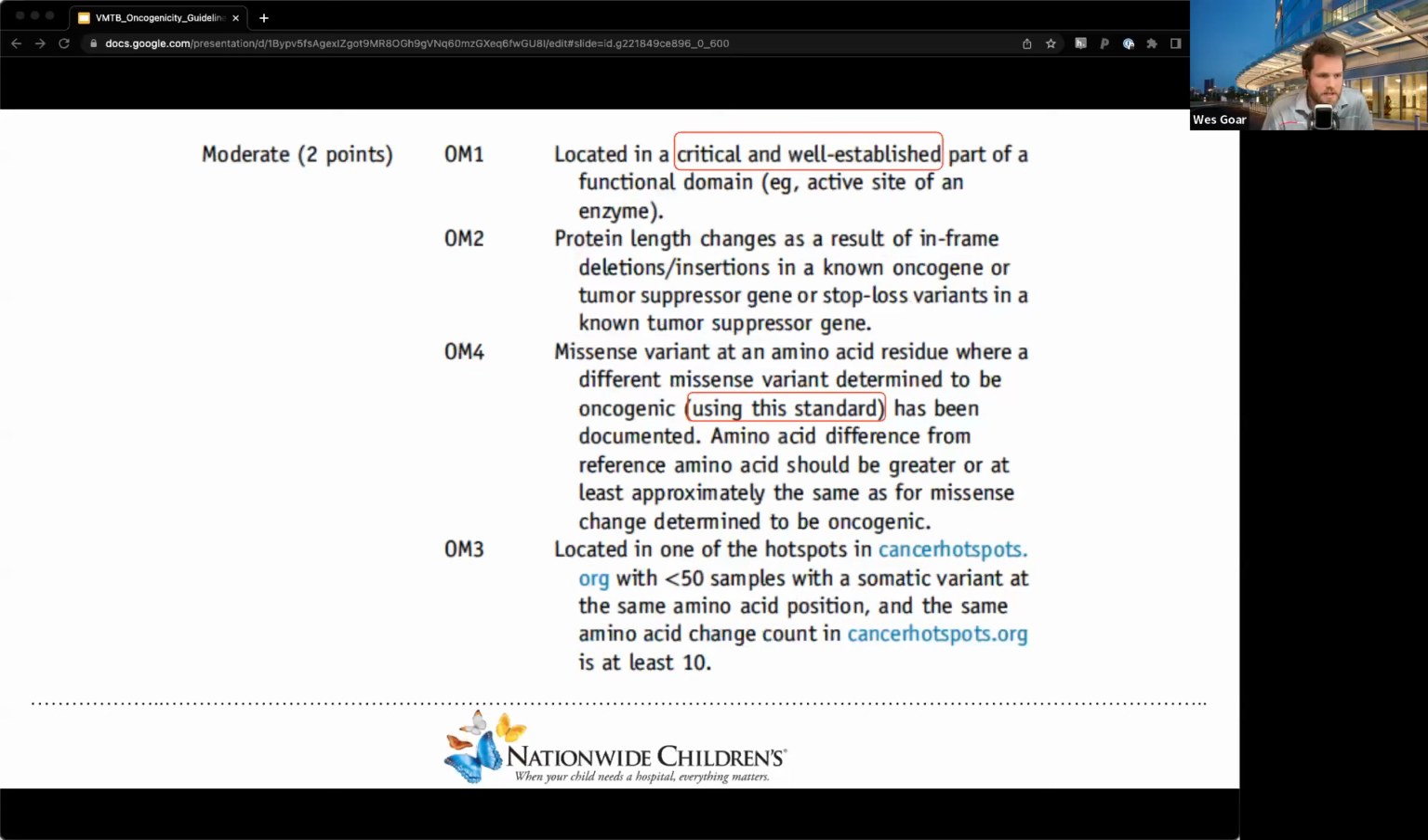We also then have our moderate classification. So again, located in a critical and well-established part of a functional domain. So we're going to be looking at domains. You have, does the protein length change as a result of an in-frame deletion or insertion in a known oncogene or tumor suppressor gene, or a stop loss in a known tumor suppressor gene? You also have missense variant at an amino acid residue where a different missense variant has been determined as being oncogenic, again, using this standard specifically. And then, further a moderate criteria for your cancer hotspot data.